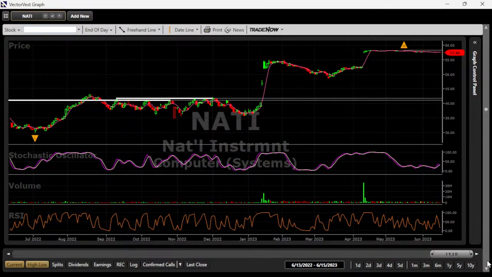Okay, no, for obvious reasons. I know it meets the criteria. The stochastics crossed above 20. Must be a buy. I don't even know why we still have this stock in the database. But no, this is not a viable candidate.